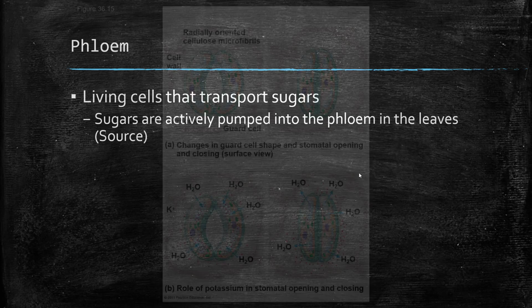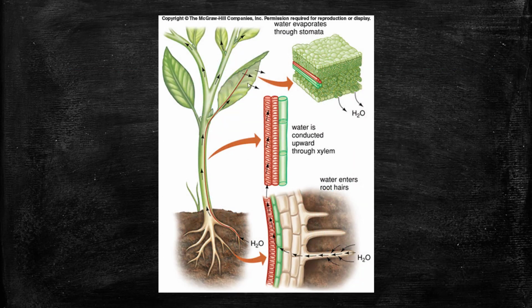But what I want to point out before I move on is how cool it is that simple evaporation out of the leaves pulls water up the plant. And so you can get water all the way to the top of a redwood tree without a heart, without a pump of any kind, just by using the physics of evaporating water. And this process is called transpiration.